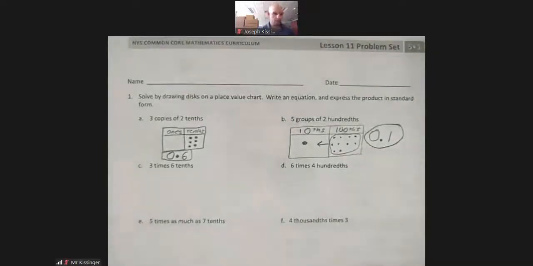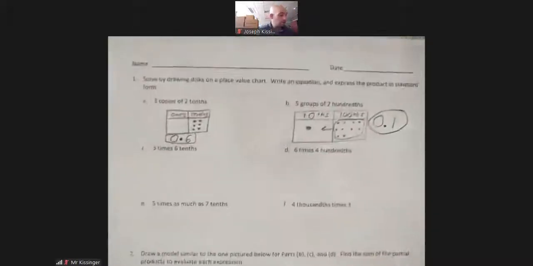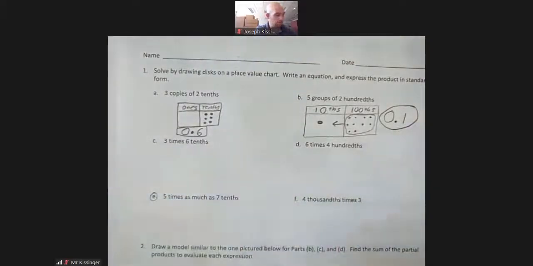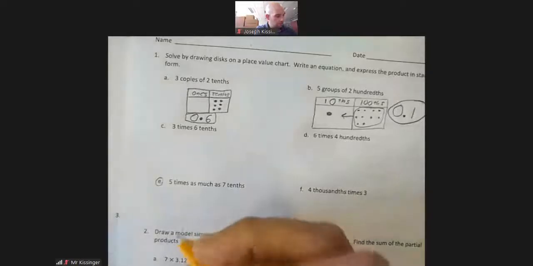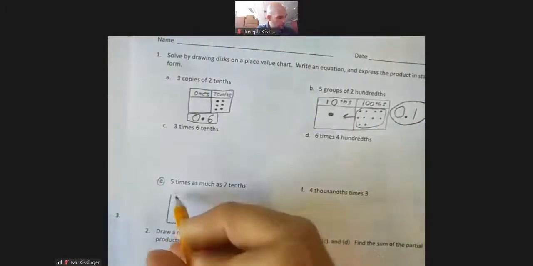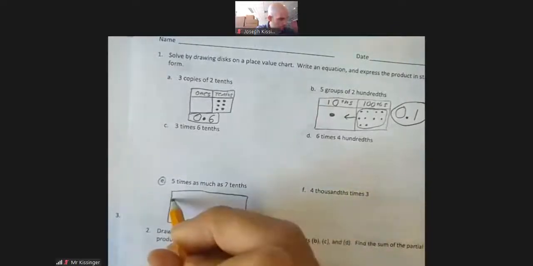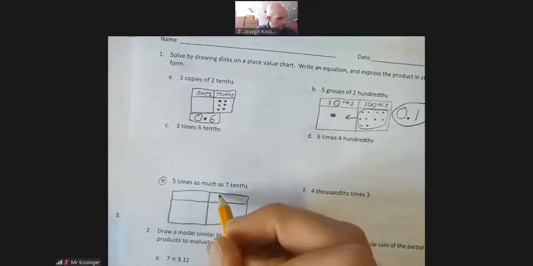Let's do one more of these, and then we'll move on to our area models that we were talking about. So let's do this letter E right here. We'll do 5 times as much as 7/10. So let's draw our place value chart here again. And we have tenths here.